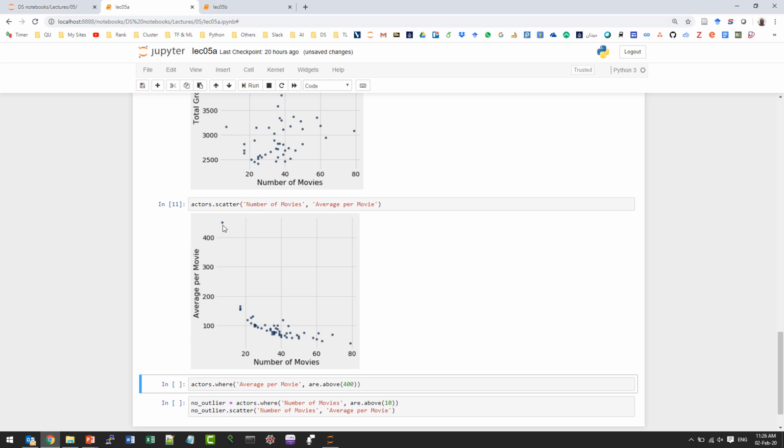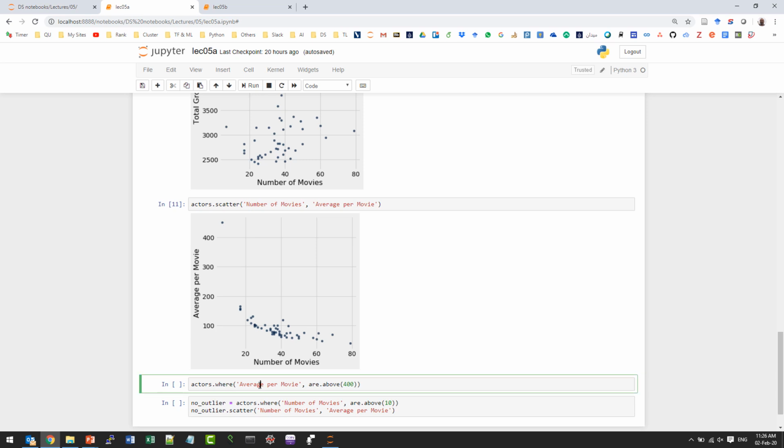So what does it mean to have a point like this? This means that with a very small number of movies, this actor, of course, this point belongs to one actor, right? So with very few movies, maybe 5 or 6, this actor had on average, I think 400, or maybe 450 million per movie.